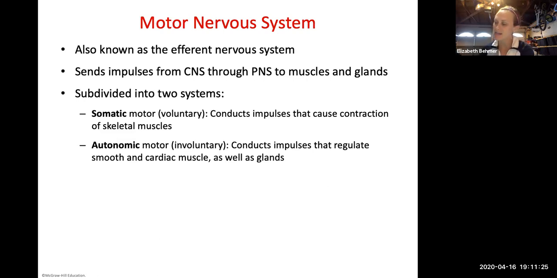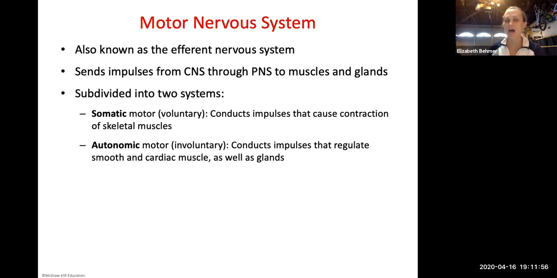It's also divided into 2 systems. The somatic motor is your voluntary motor system, and the autonomic motor is the involuntary motor system. The somatic motor, think of everything that has to do with your skeletal muscles. If you can remember, somatic, skeletal muscles, SS. It conducts impulses that cause contractions of your skeletal muscles. So you guys are in control of your skeletal muscles, so this is a voluntary response.